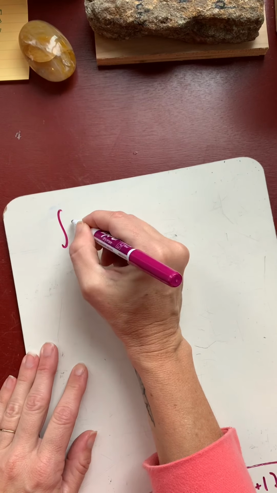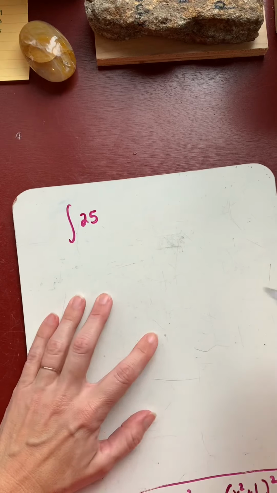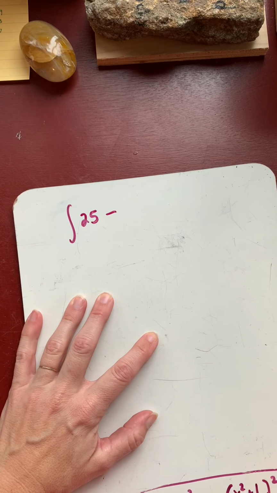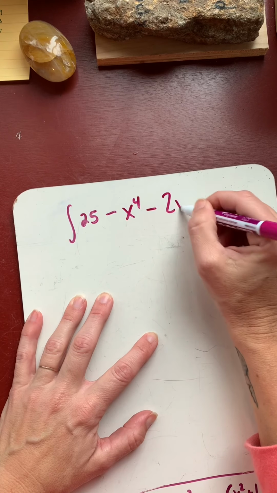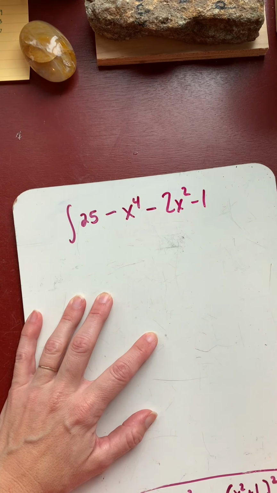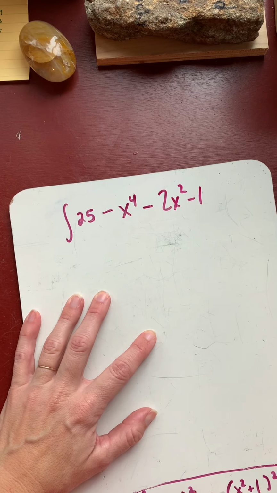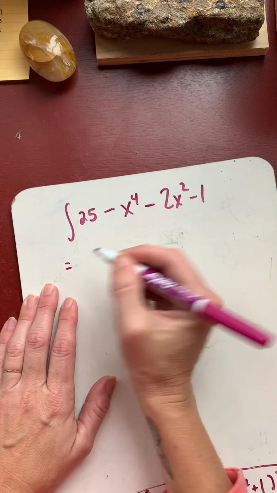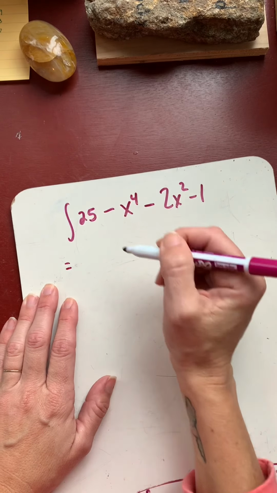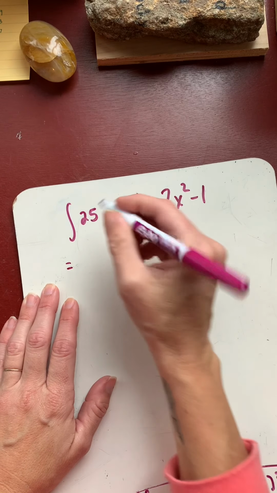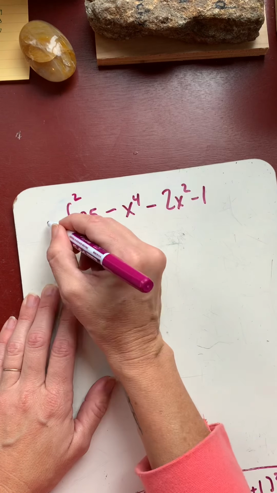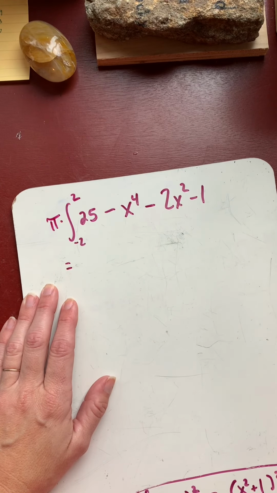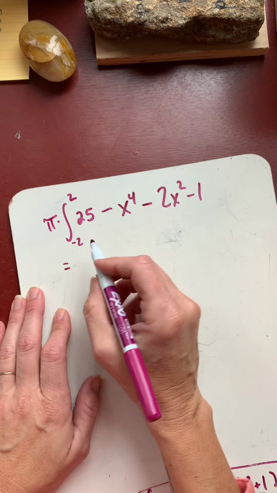So I have the integral of 25 minus x squared plus 1 squared. So, minus x to the 4th minus 2x squared minus 1. Right? FOIL this out and distribute the negative. Oh shoot, we never wrote the limits of integration. Sorry, I erased the picture, but we went from -2 to 2, smallest x to biggest x.